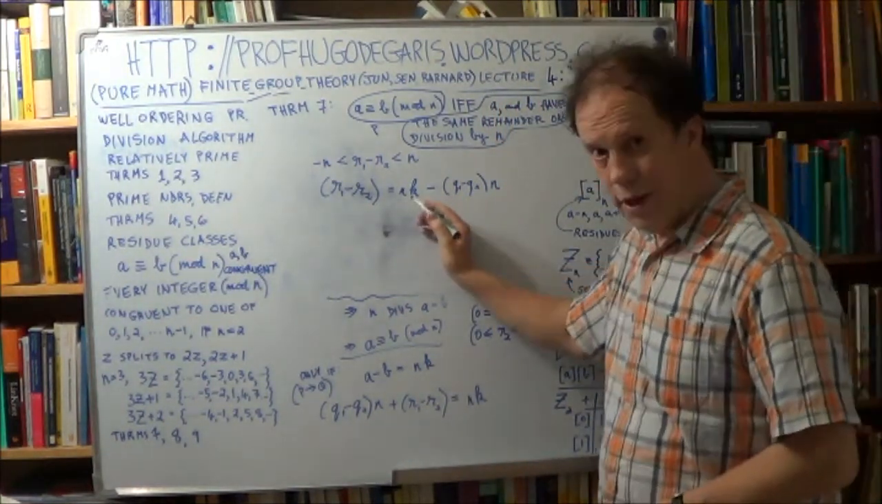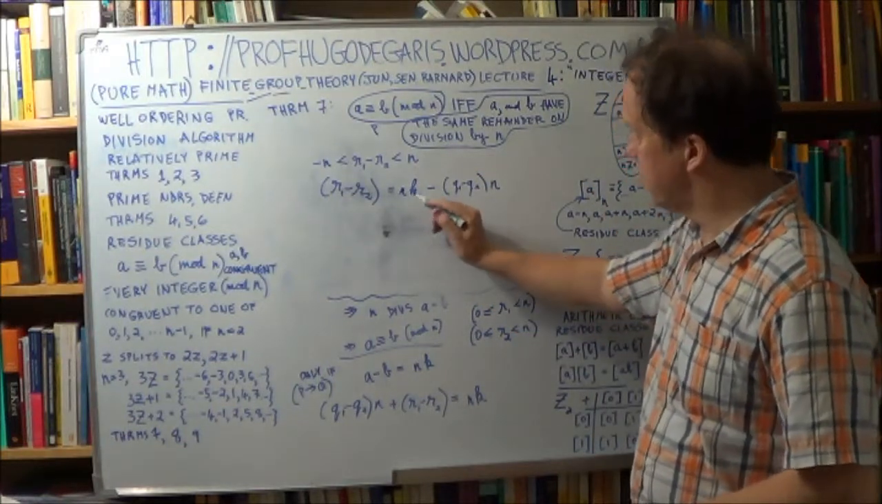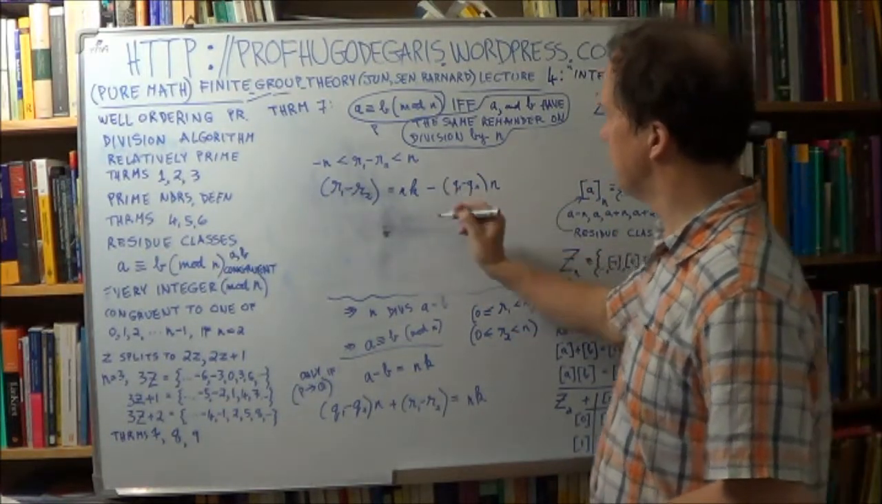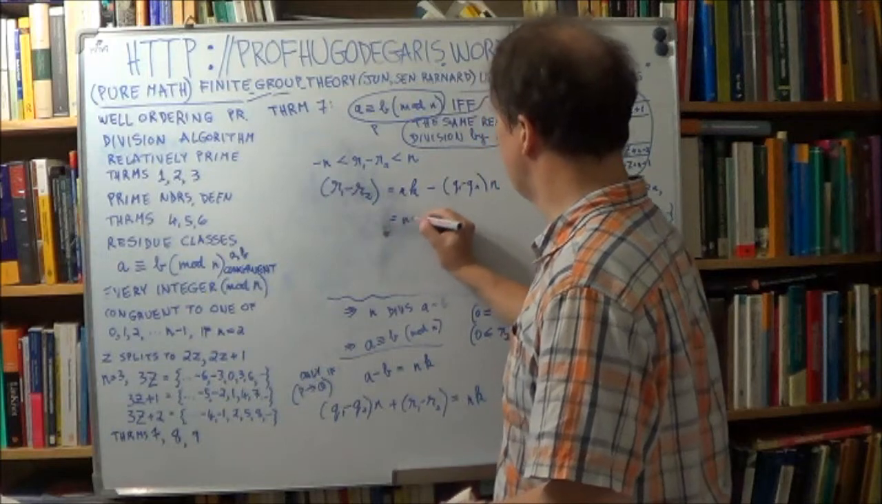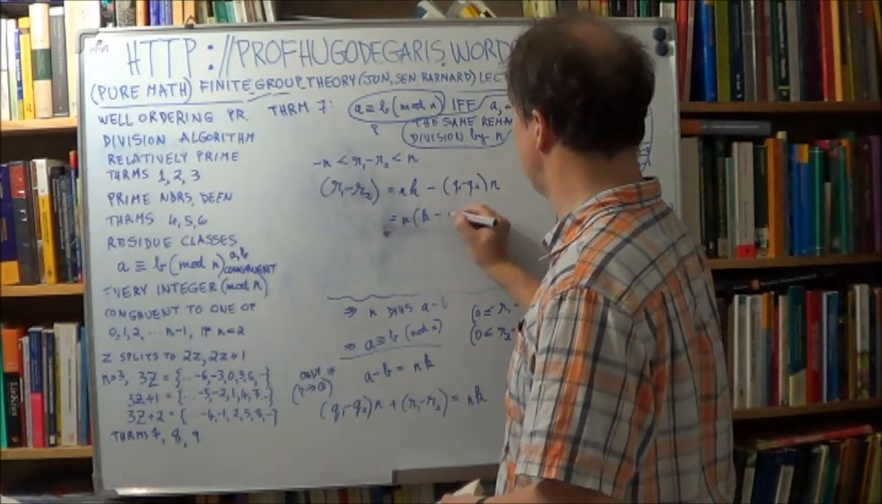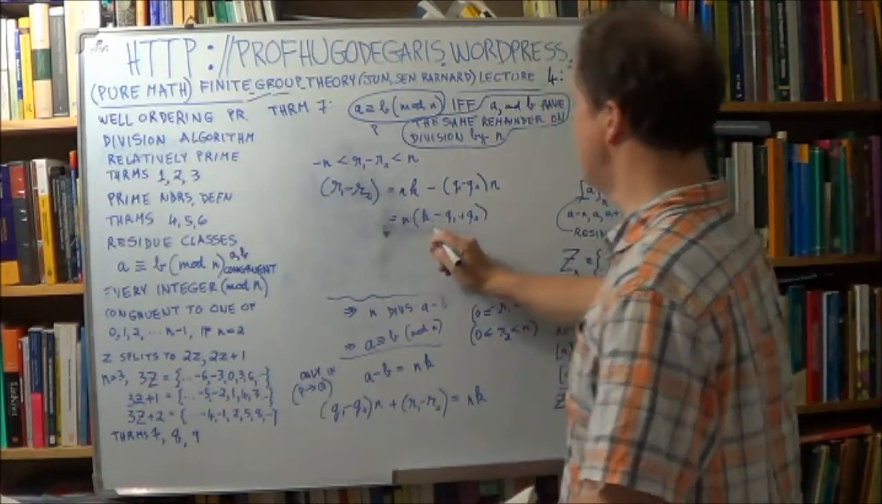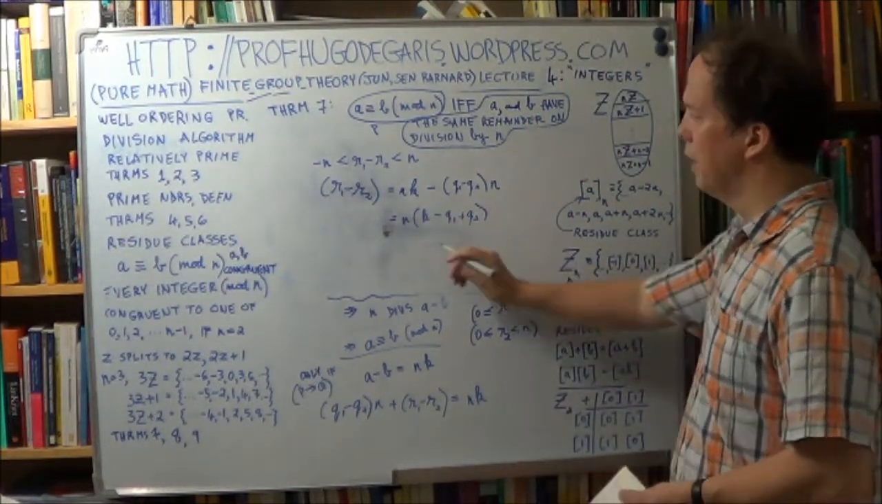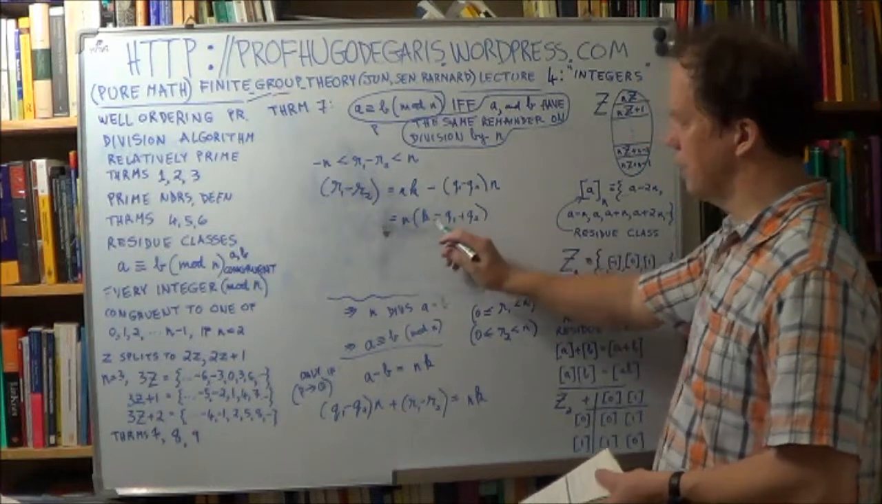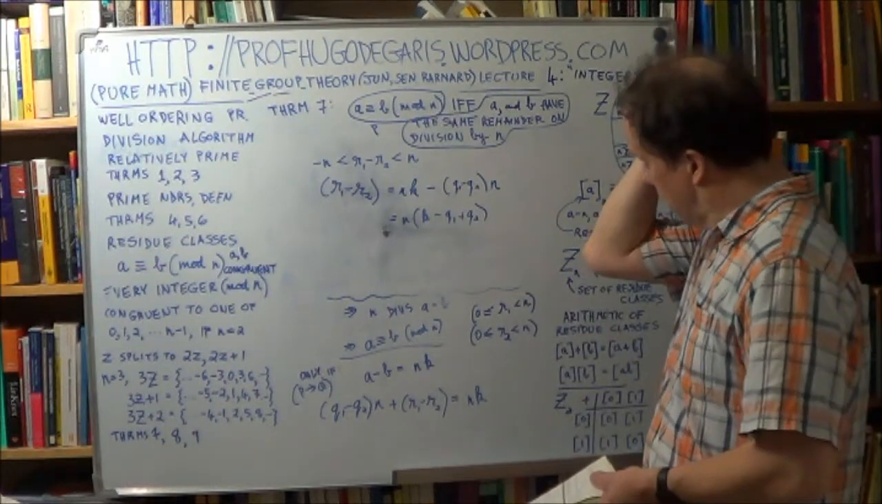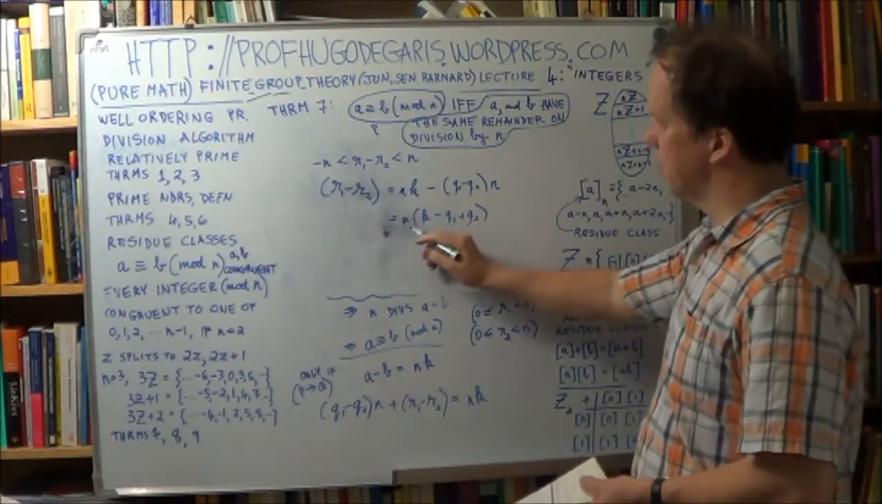Now look at this right hand side. This is a multiple of n. So k minus Q1 plus Q2 is just an integer. Now, these are all integers. So the right hand side is just a multiple of n, some integer times n.